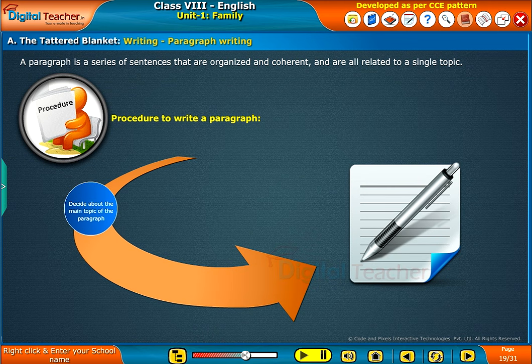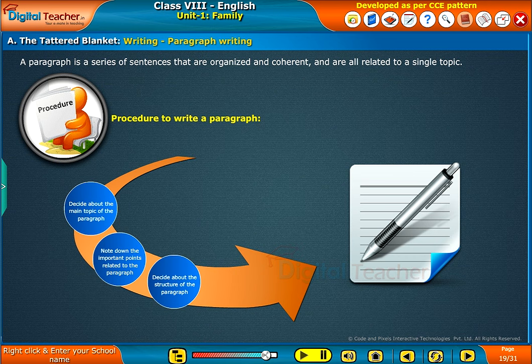Decide about the main topic of the paragraph. Note down the important points related to the paragraph. Decide about the structure of the paragraph. Start writing the paragraph.